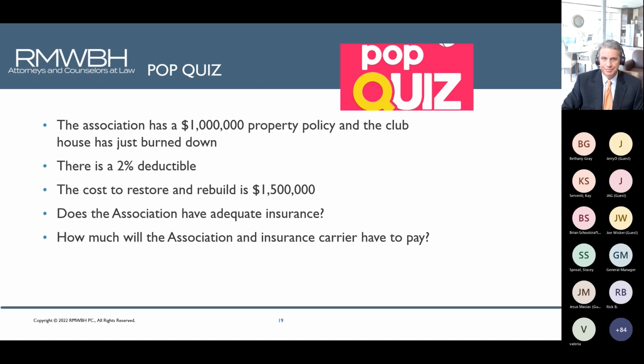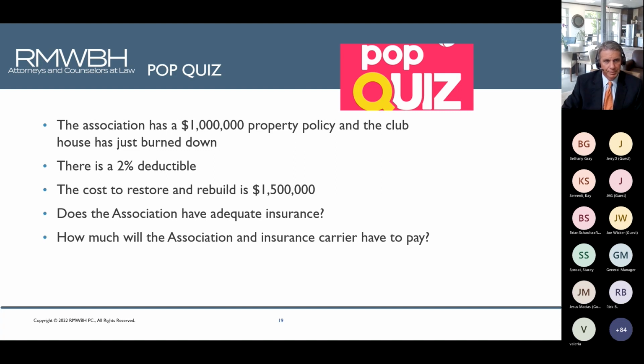The association has a $1 million property policy and the clubhouse has just burned down. There's a 2% deductible. The cost to restore and rebuild is $1,500,000. First, does the association have adequate insurance? Number two, how much will the association and how much will the insurance carrier have to pay?